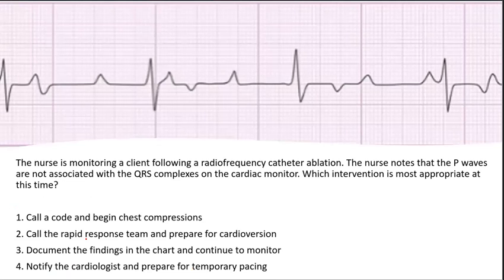Assume you've paused the question and you've read through. Again, what do we note? We see that the P waves are not associated with the QRS complexes. That tells me there's a possible block. But again, what do we get from the introductory statement?